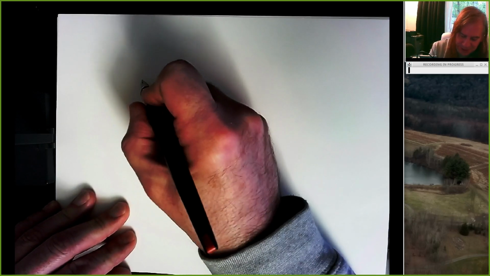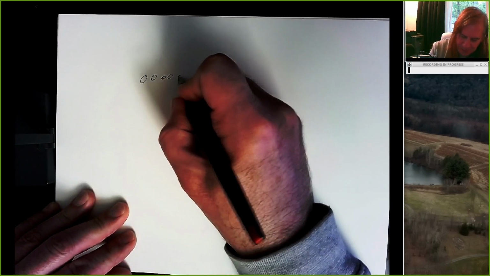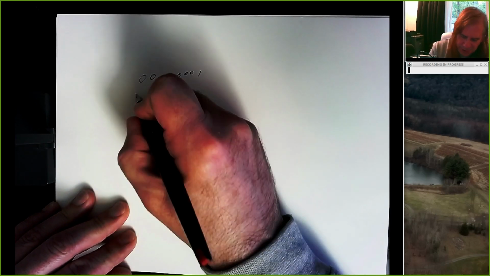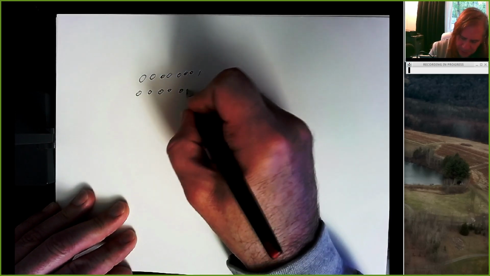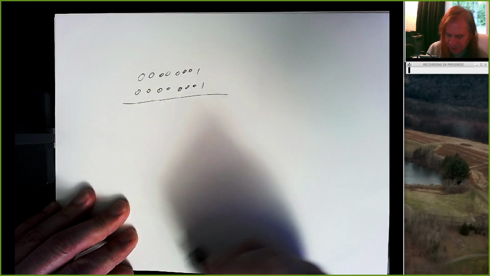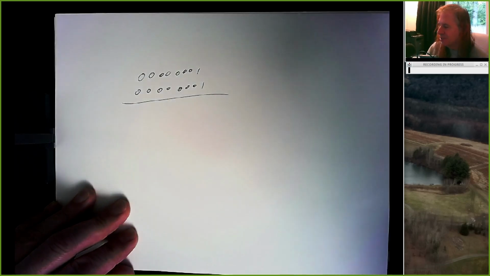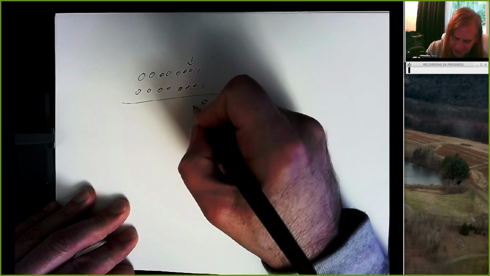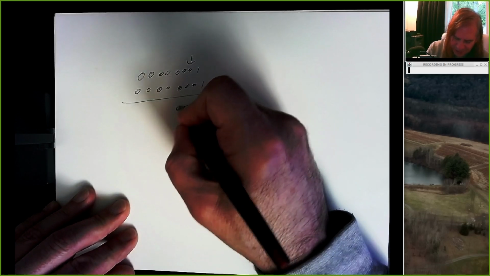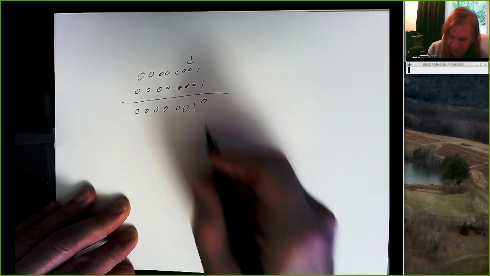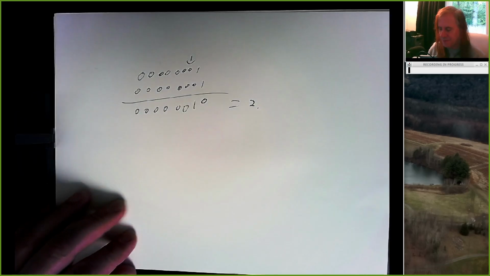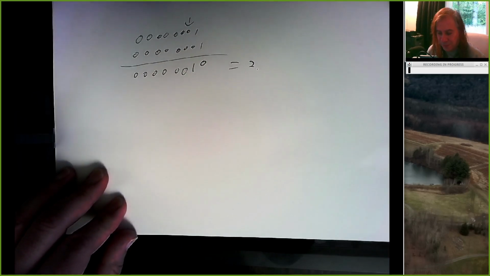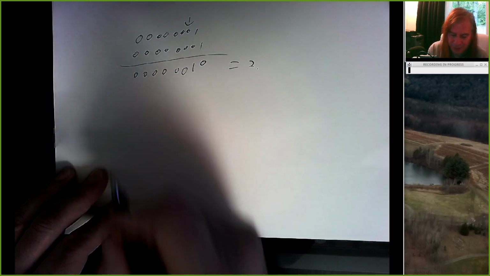So let's start with 1 plus 1. That's a good one, right? So this is 1. This is 1. Do your pencil and paper addition column by column. 1 plus 1 is 0 with a carry. 1 plus 0 plus 0 is 1 with no carry. All of these come out to 0. And that's the binary equivalent of 2. Okay, so you carry.